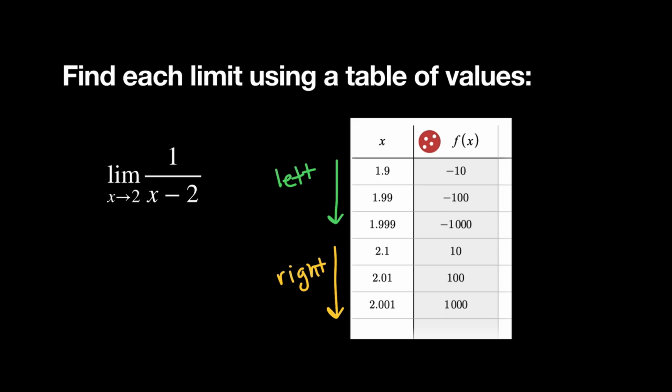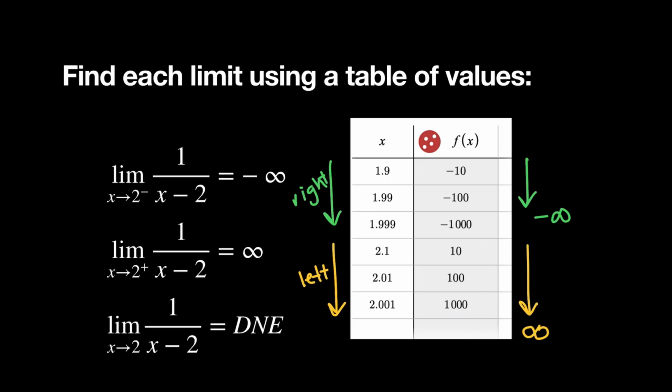All right, here's another one. Limit as x goes to 2 of 1 over x minus 2. So I chose x values that were smaller than 2 to come in from the left: 1.9, 1.99, 1.999. I took these values, I plugged them into my function, and I got negative 10, negative 100, negative 1,000. So these values are also growing in magnitude, but they're negative. And then on the right side, I chose values that are a little bit bigger than 2: 2.1, 2.01, 2.001. And I got 10, 100, 1,000, values that are growing.